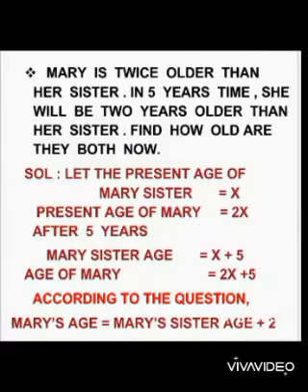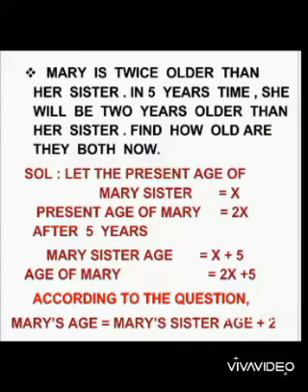Now let us move to the next sum, children. Mary is twice older than her sister. In 5 years' time, she will be 2 years older than her sister. Find how old are they both now.